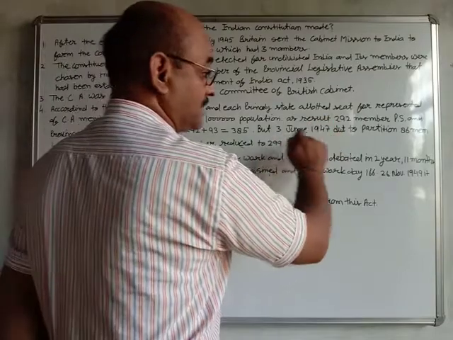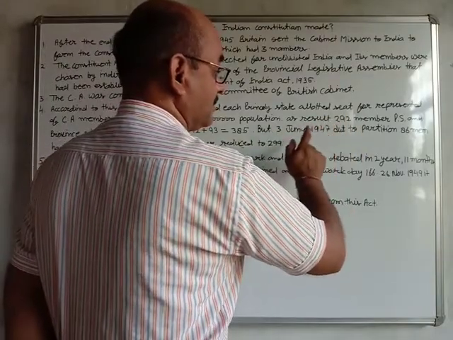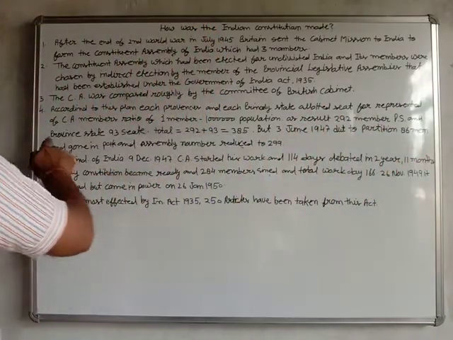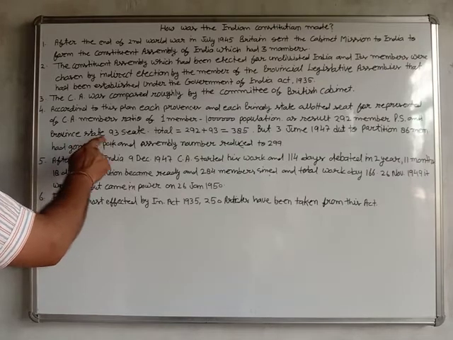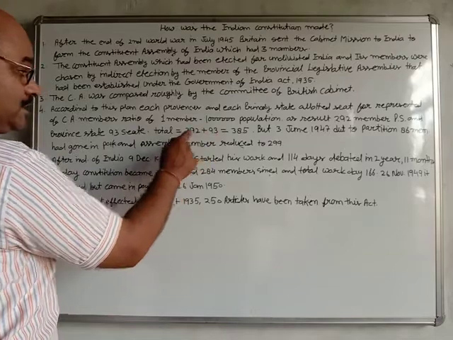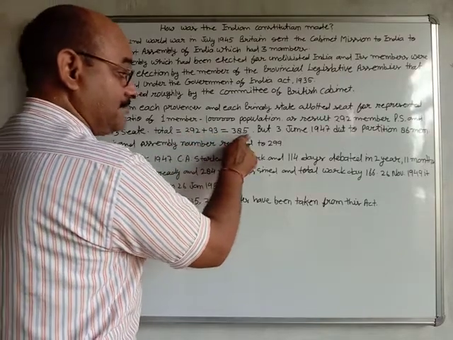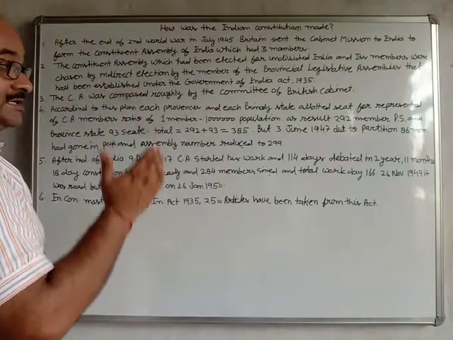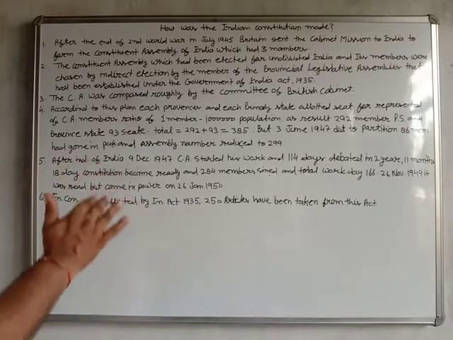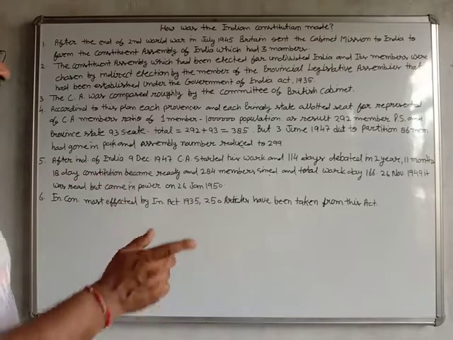So 292 members were for the provincial assemblies, and the princely states had sent 93 seats, and it became a total of 292 plus 93, that is 385. But here another crisis came in front of the formation of the Indian Constitution by the Constituent Assembly.